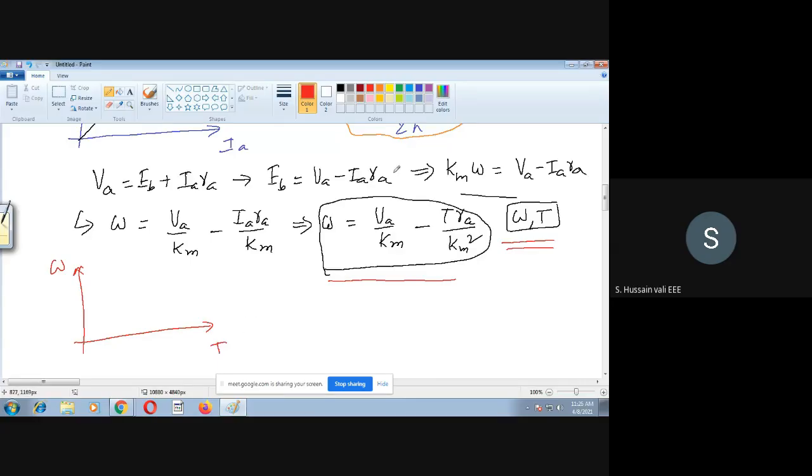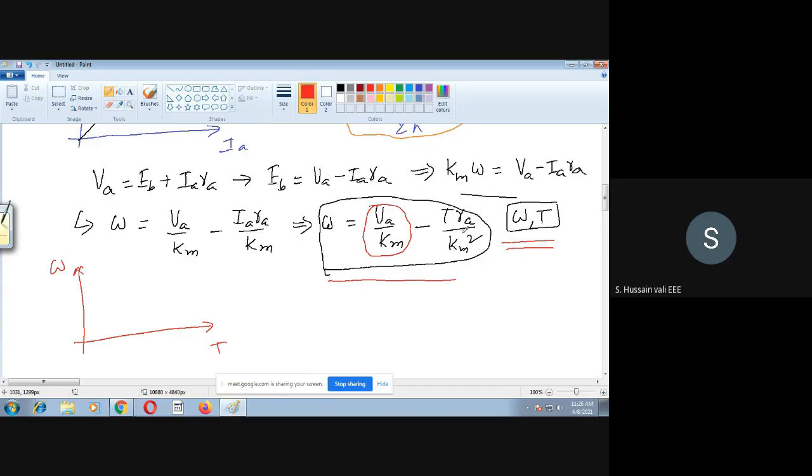You just look at this. If you look at this, this is a constant one, and this is also a constant one. So it's a straight line. Definitely, it's a straight line. But which kind of straight line here? You get a negative slope here. You see the negative slope between omega and t.